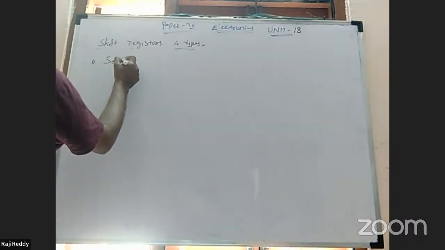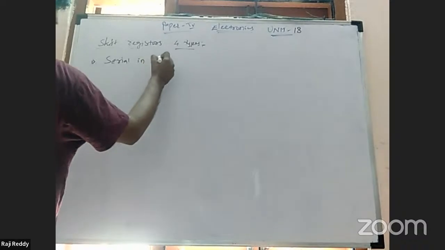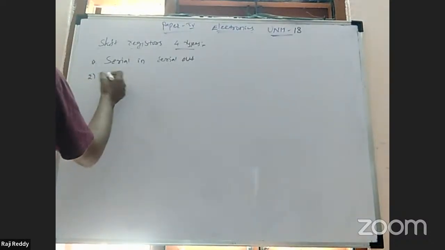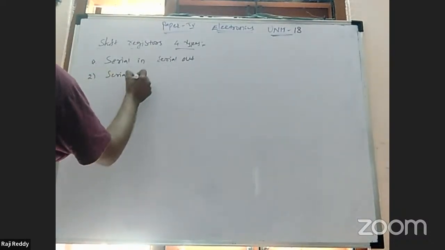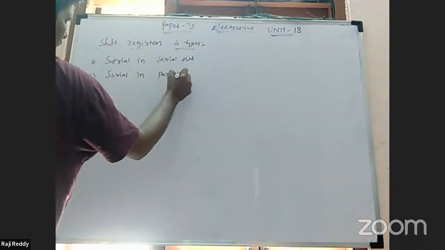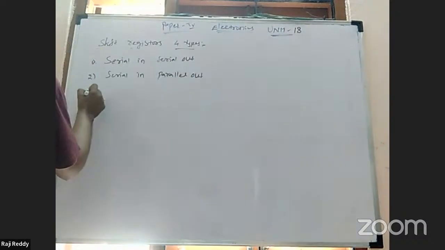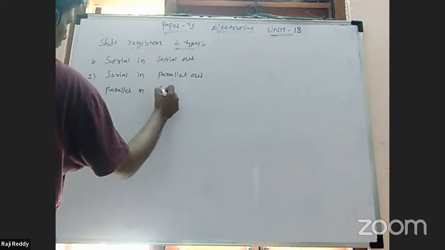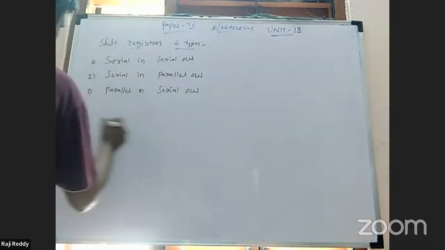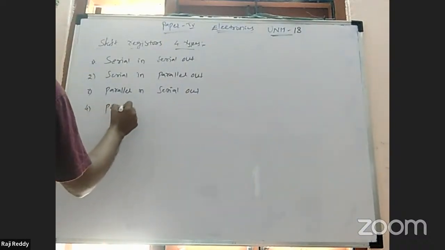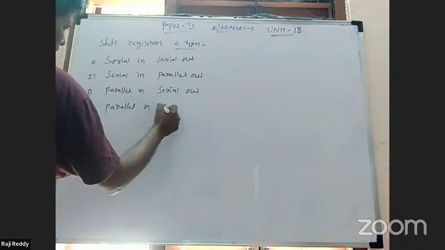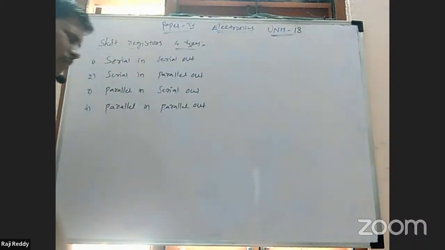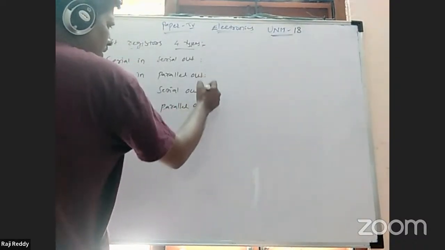First one, serial in, serial out. Serial in, you can take any order. Serial in, parallel out. Third one, parallel in, serial out. Parallel in, parallel out. Simple, sir. Logical. Basic thing.